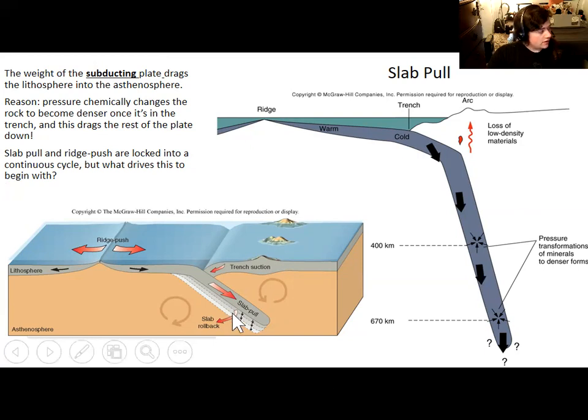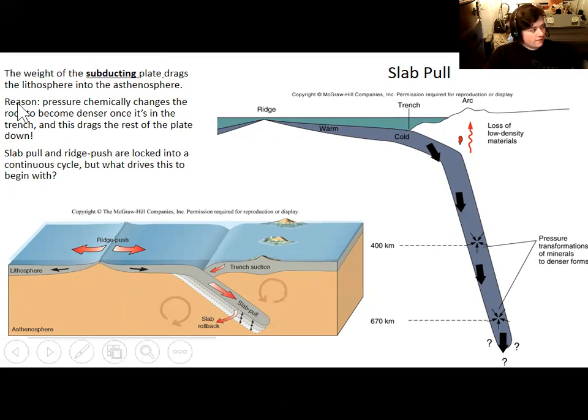And there is a lot that I don't really go into here about how this happens. There is a process known as slab rollback, for example, when the downgoing plate is believed to curve in slightly. And the rocks I was looking at in Antarctica, there's one hypothesis that they were caused by an upwelling in magma related to that. But one thing I want you to think about is what is driving this? You have slab pull and ridge push functioning to perpetuate the cycle, but what sort of drives it?